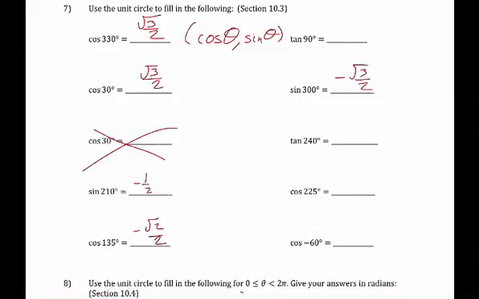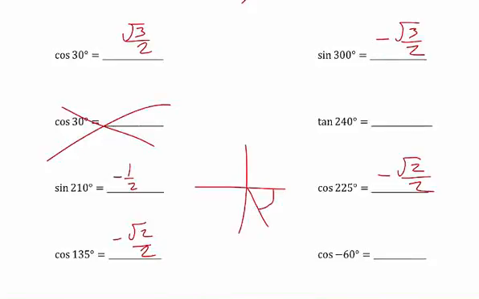Tangent of 240, again, skipping tangent for now. I'll get back to you in a second. Cosine of 225 is negative root 2 over 2. And cosine of negative 60, that's where you're in your circle and you're going down 60 degrees, which really puts us at 300 degrees. So at 300 degrees, we have a cosine of 1/2.